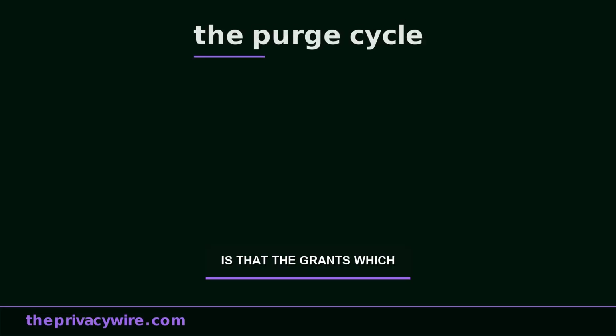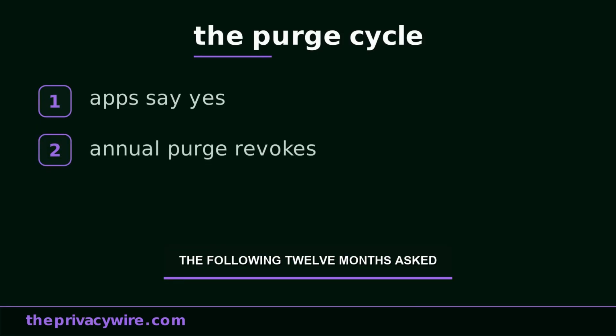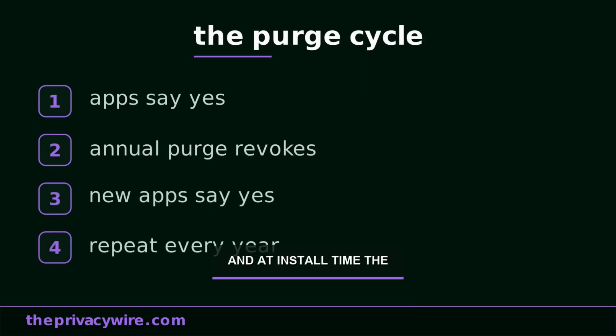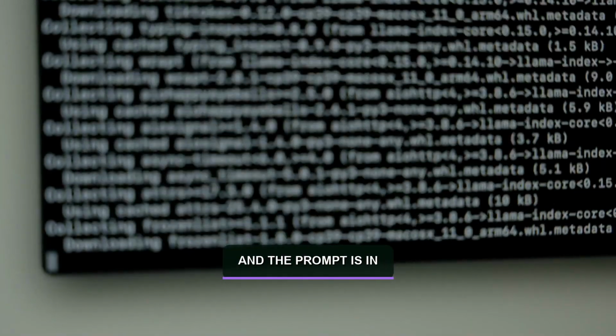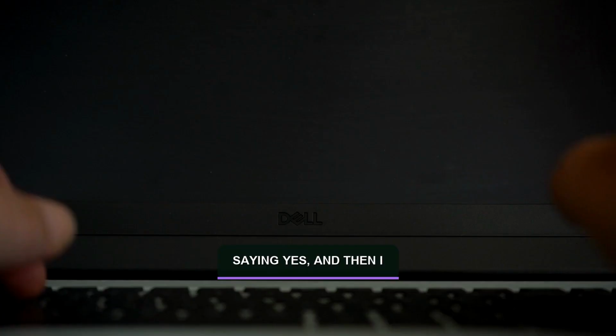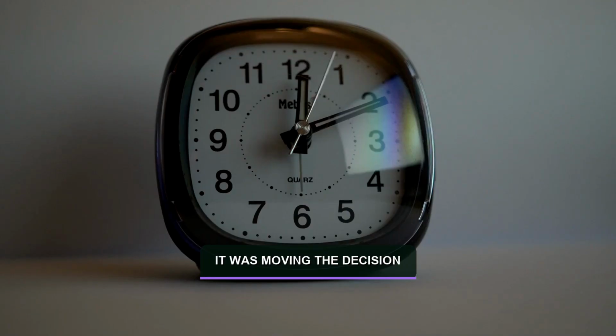The flaw is that the grants which matter are the new ones. Every app I installed in the following 12 months asked for something at install time. And at install time the answer is yes, because you want the thing to work and the prompt is in the way. So the purge cleaned up a year of saying yes, and then I went and manufactured another year of saying yes. What fixed it was moving the decision to the moment of install.